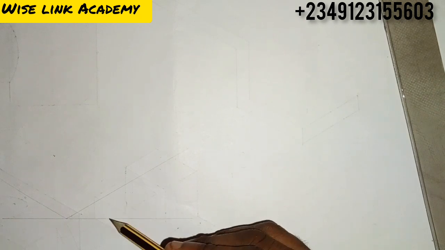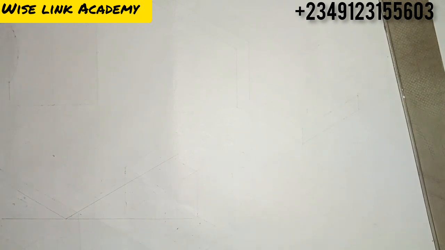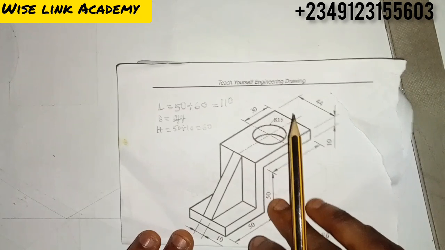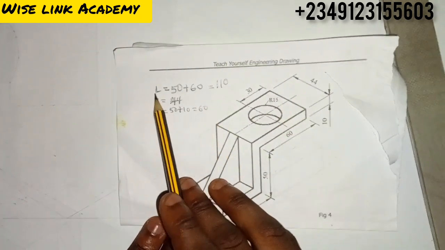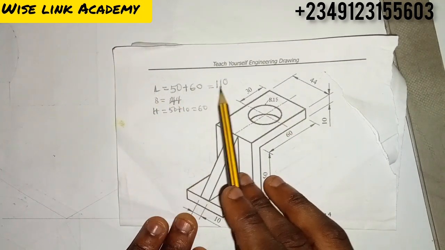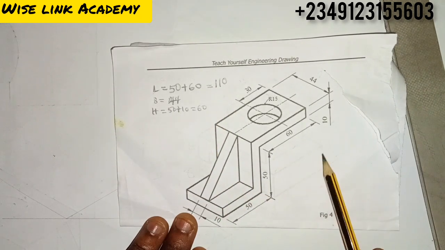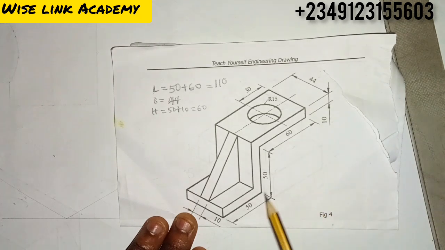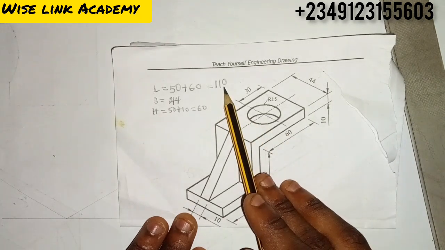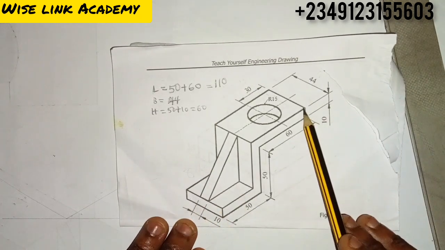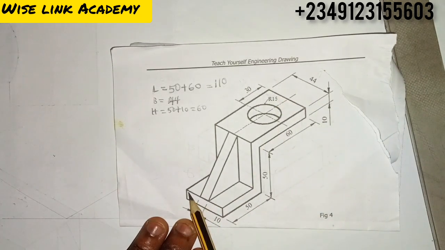The next thing to do now is to observe. From this, they said the length is what? 110. Didn't I get to that? From here to here is 50, while from here to here is what? 60. We add it together, you have 110. Likewise, our breadth is this. From here to here is 44, from here to here is 44, here to here is 44.